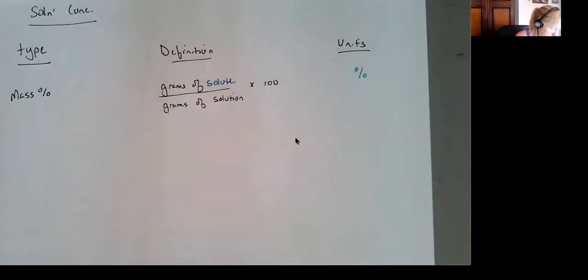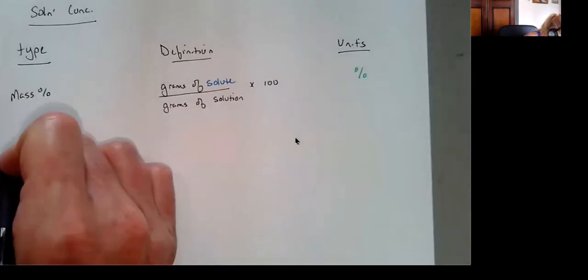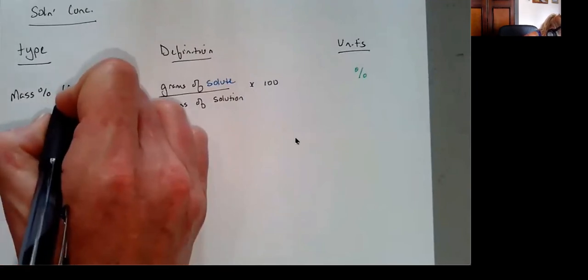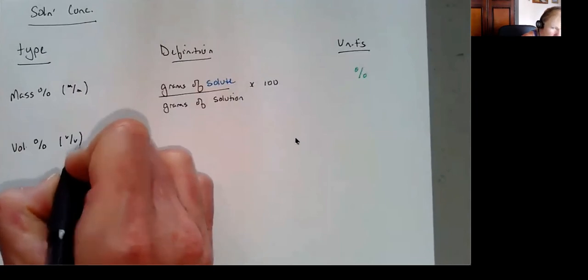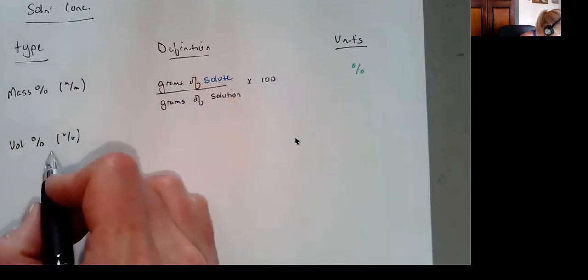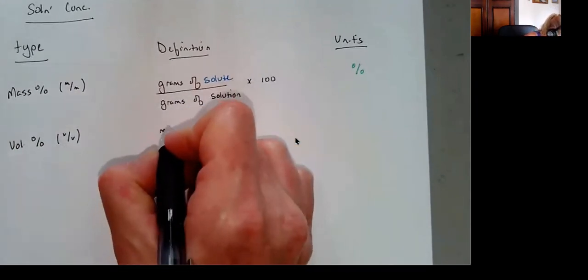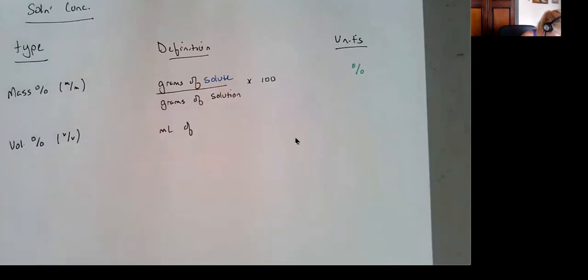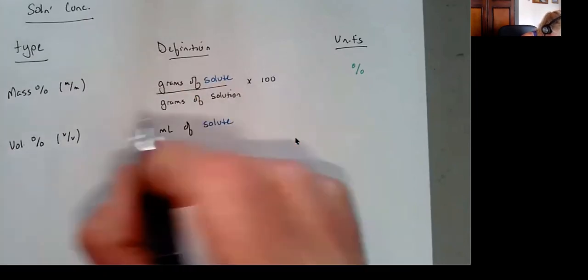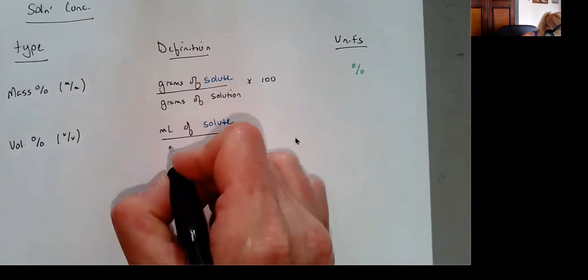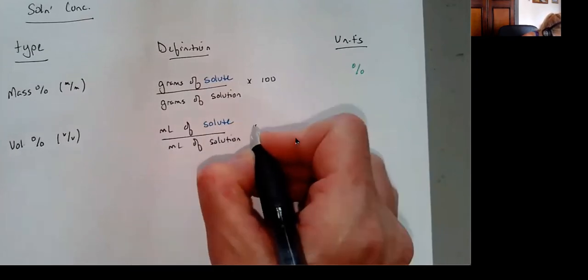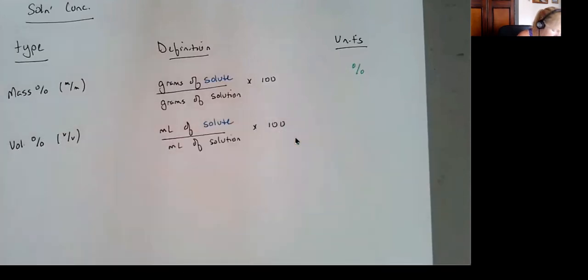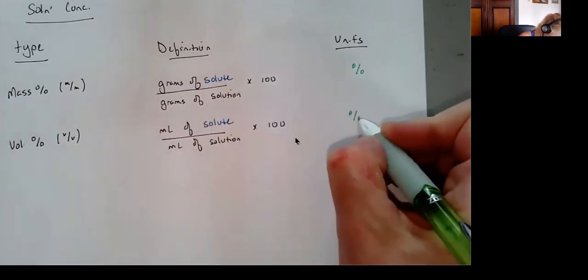So that's mass percent. Next is volume percent, and oftentimes you'll see this written as m/m and v/v, just to note that your units are going to be different. This is milliliters of solute. Notice solute is always in the numerator, over milliliters of solution. It's a percentage, so I multiply by 100, and my units are percentage.